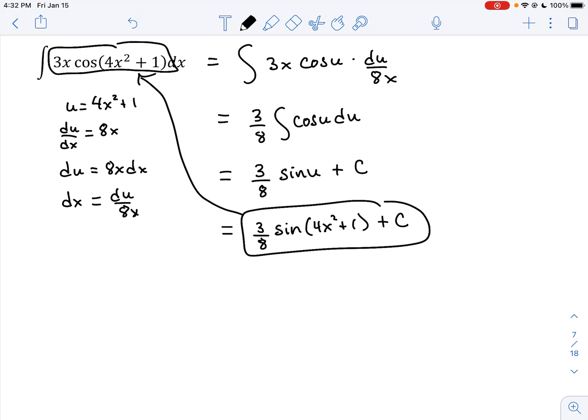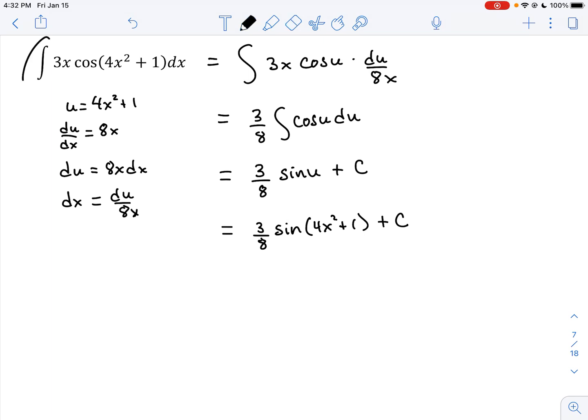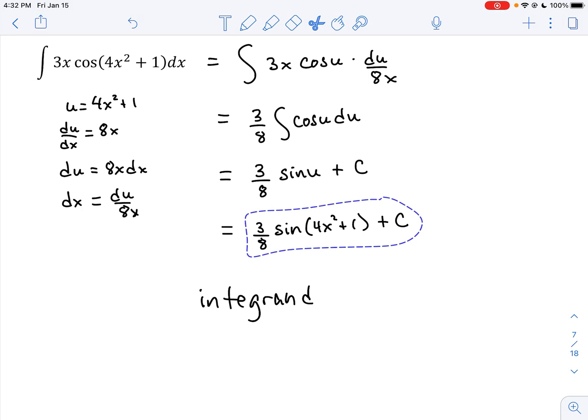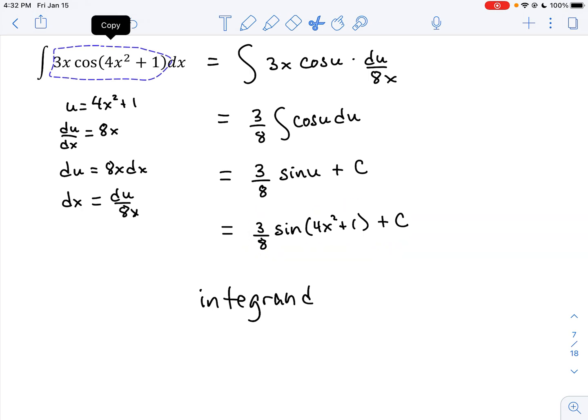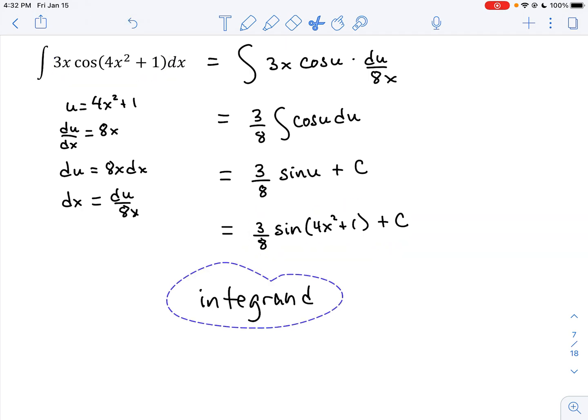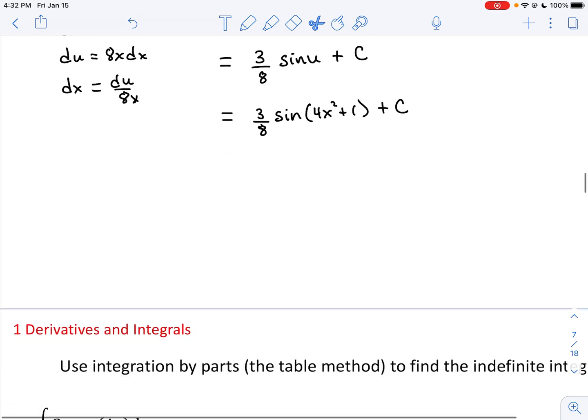This is called the integrand, by the way. The integrand is the function that's inside the integral. So we have the integral sign, we have the differential, and the rest of it right there is called the integrand. So the derivative of our answer should be the integrand. I'll leave it to you to verify that.